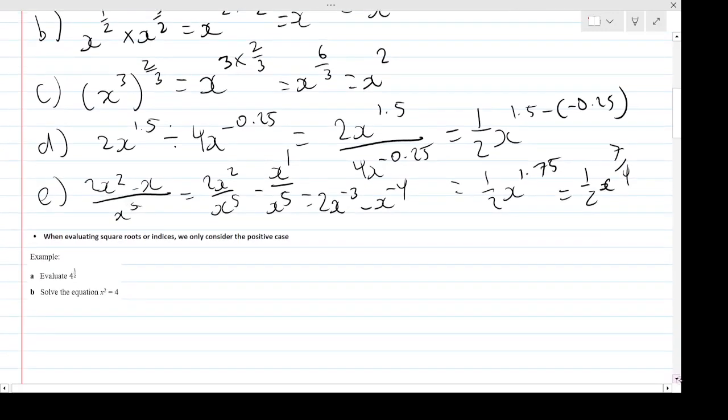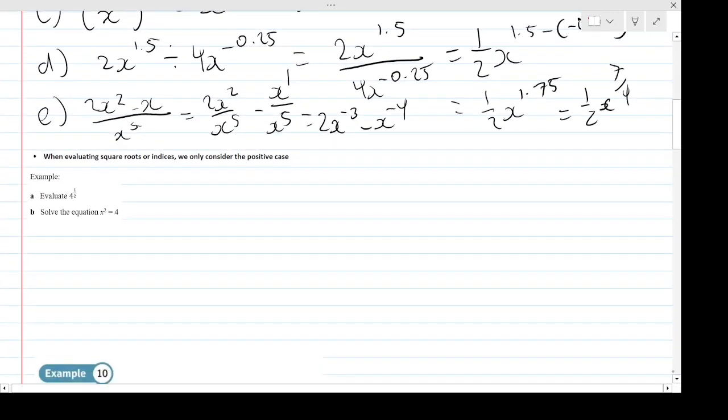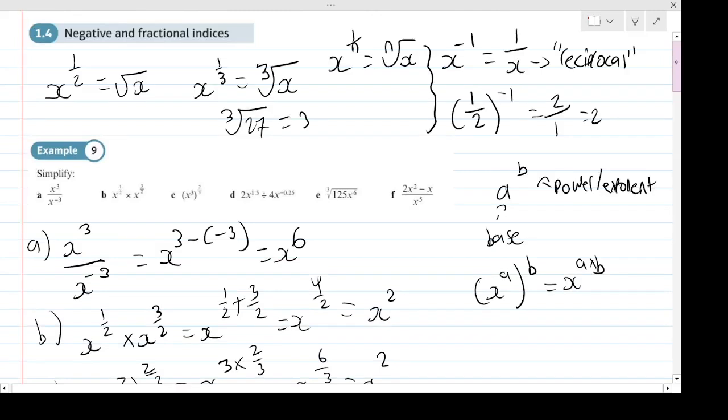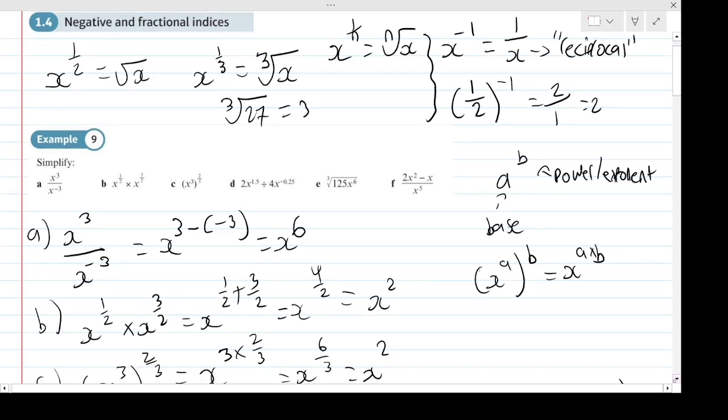So let's move on. I want to explore this, it's a very, very important idea. When we evaluate these square roots, for example, 4 to the half, what this is saying is root 4. Remember what we discussed at the very start: x to the half is root x, or in general, x to the 1 over n is the nth root. Remember, that's what our fractional indices mean.